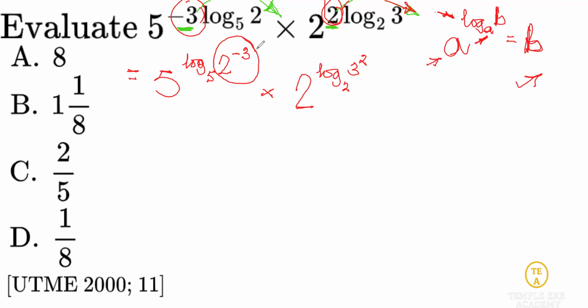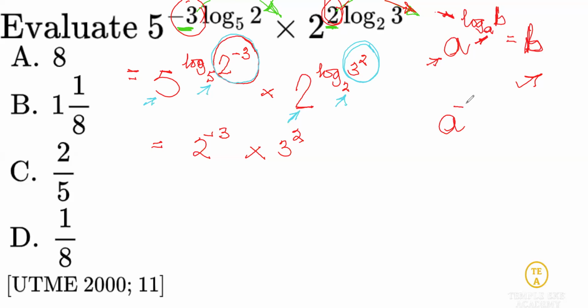We have the logarithm already written to the same base. So we take this, because we have the number 5 raised to the power of a log to the same base 5. We have the number 2 being raised to the power of the log, which is the same base as the log. So we can continue. The continuation will be simply 2 to the power -3 multiplied by 3 to the power 2.